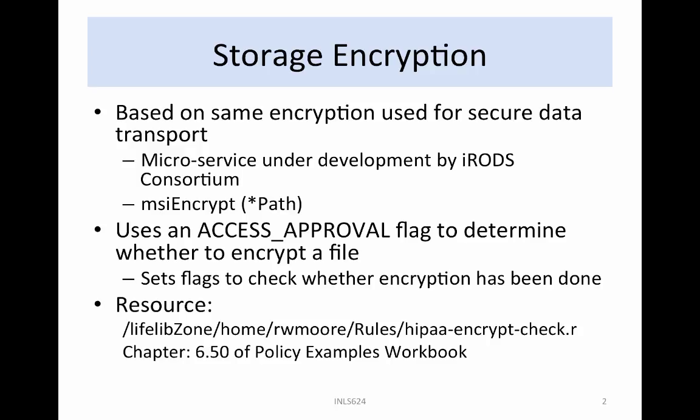The microservice will have the form MSI encrypt star path, where star path refers to the logical path name of a file. A rule, HIPAA encrypt-check.r, has been developed to manage file encryption. The rule checks the access approval flag to determine whether encryption is required and checks a data encrypt flag to determine whether encryption has been done. The rule is available in LifeLab Zone Home R.W. Moore Rules, HIPAA encrypt-check.r. A description of the rule is provided in Chapter 6.50 of the Policy Examples Workbook.